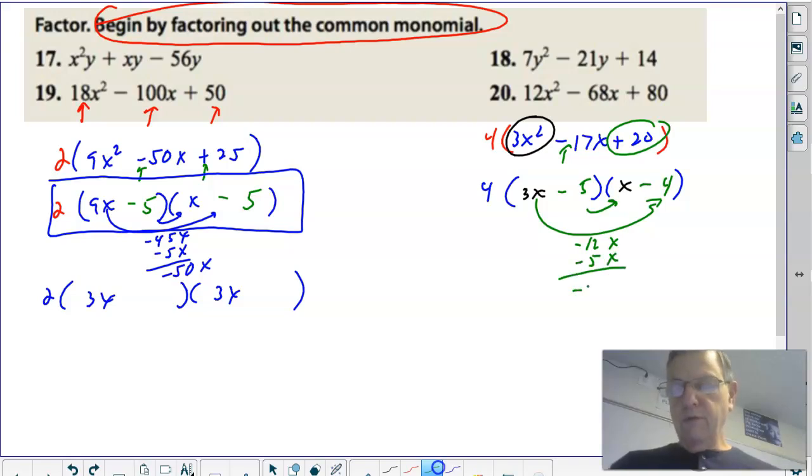The more you do these, the better you'll get and the quicker you get, like I am. But it takes practice. You got to practice to get quick. So that's the key, practice.